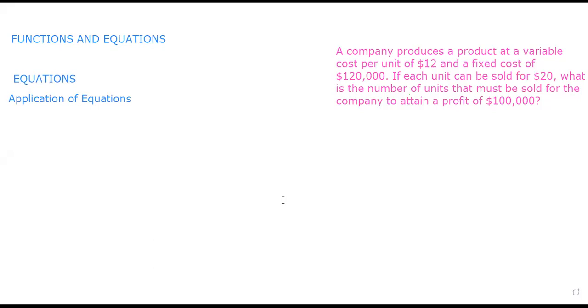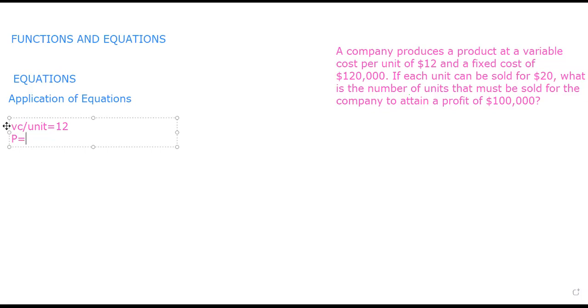A company produces a product at a variable cost per unit of $12 and a fixed cost of $120,000. If each unit can be sold for $20, what is the number of units that must be sold for the company to attain a profit of $100,000?